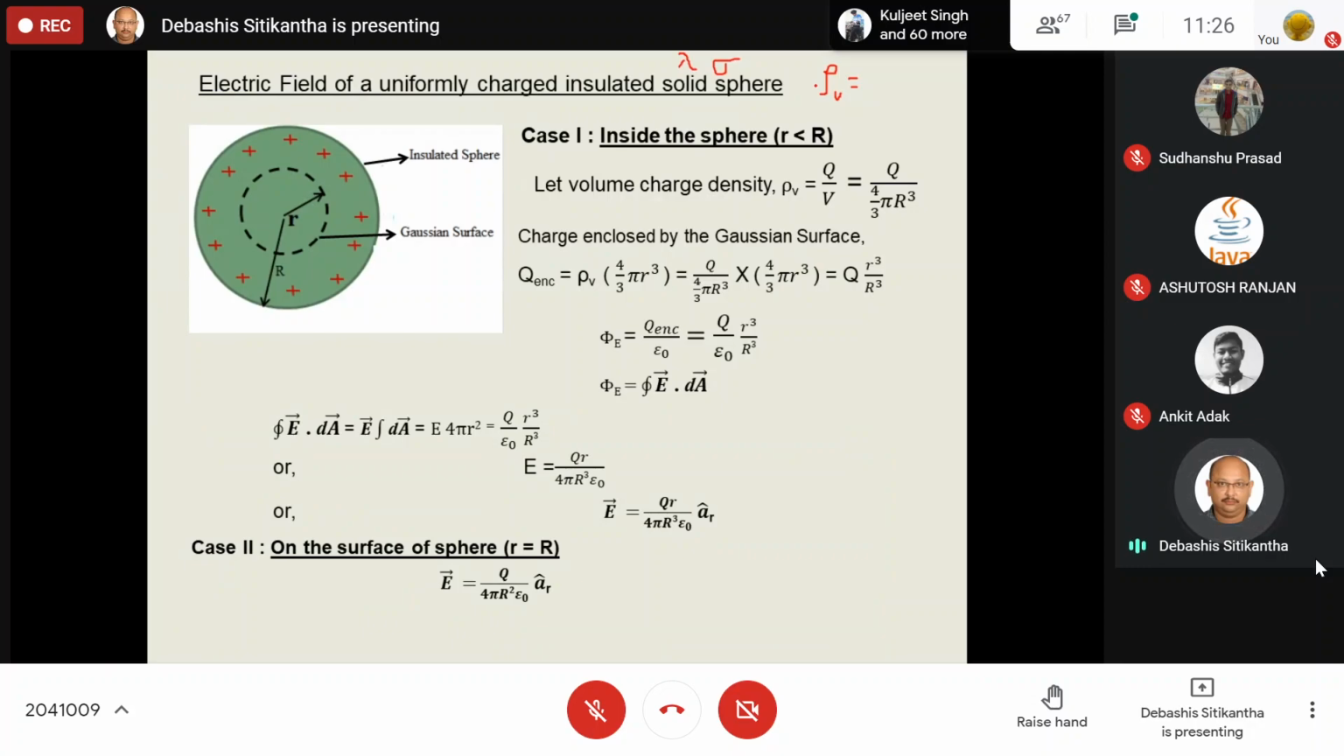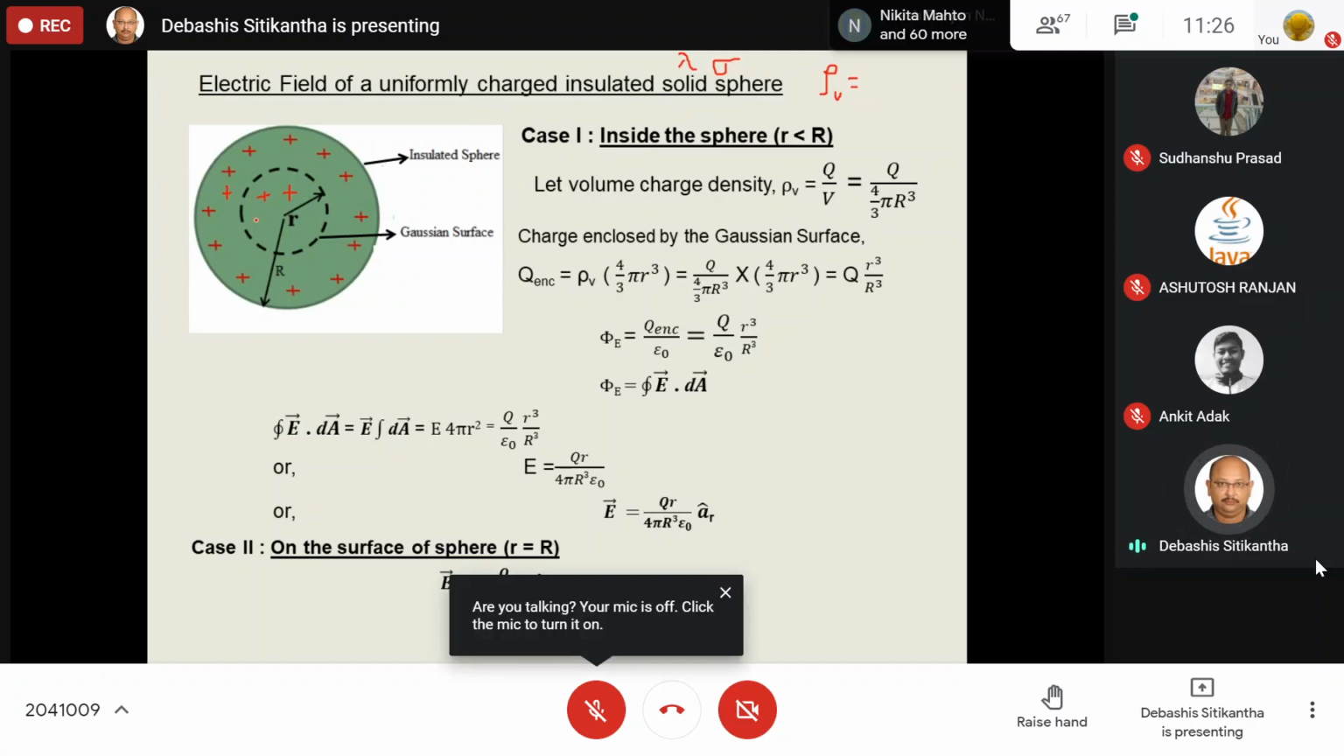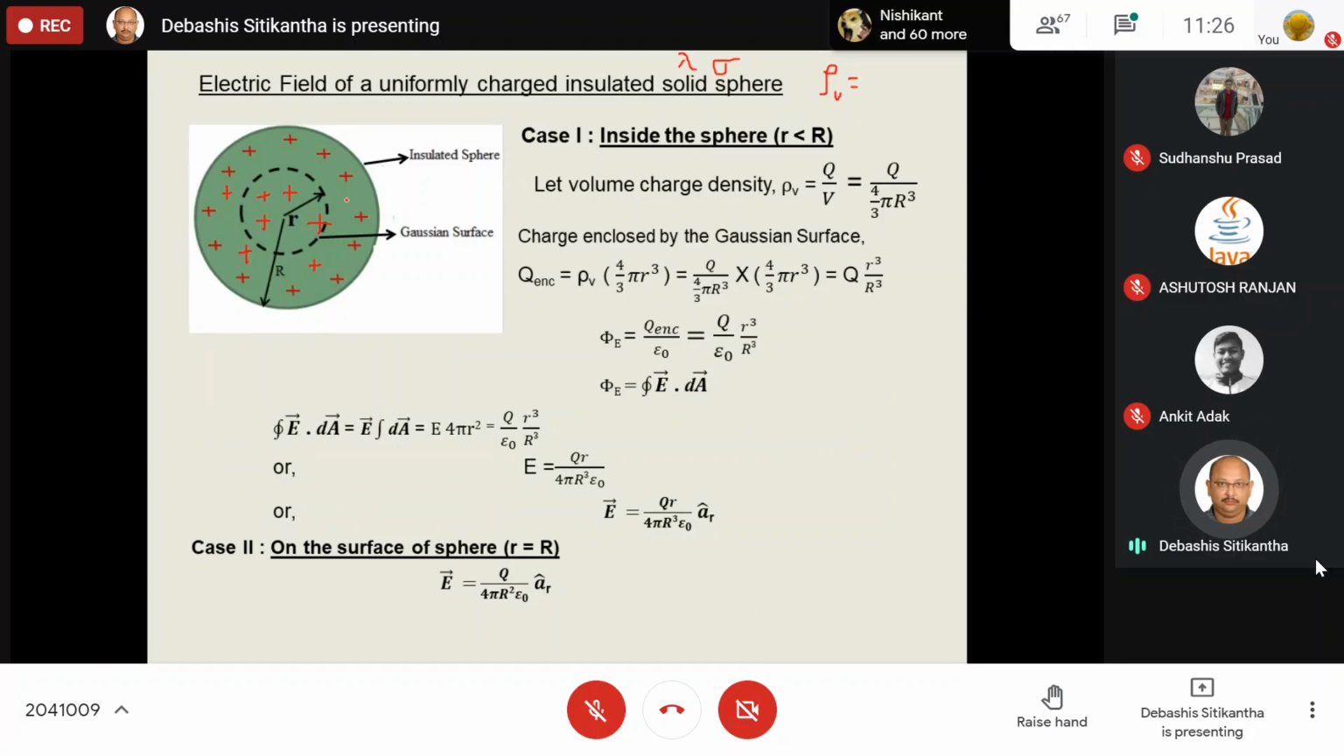Rho V is nothing but the total charge divided by the total volume of the sphere. And remember, in this case the volume means it is absolutely solid. It is not hollow at all. So the plus signs are going to exist everywhere, not only on the surface, but throughout the entire body of the sphere. Positive charges are going to be distributed equally throughout the entire volume.